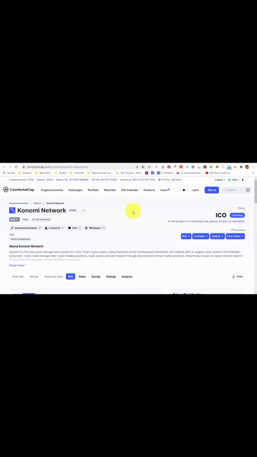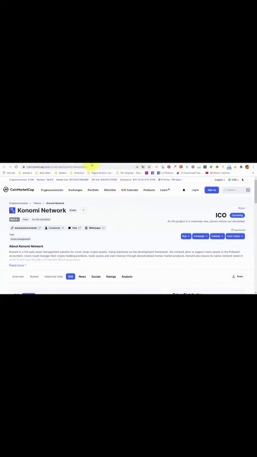And it's still a risk. On the other hand, obviously the return on the investment can be very high in a relatively short period of time. So CoinMarketCap is one of the places where you can check out the list of ICOs.